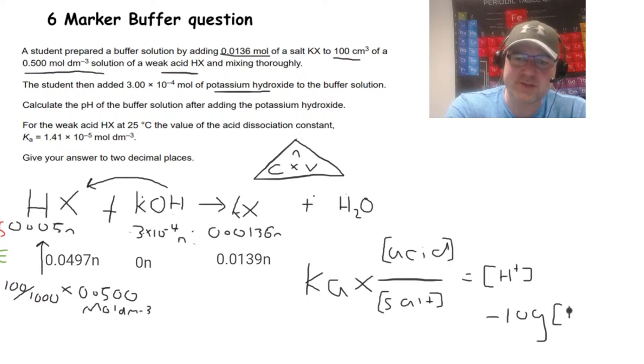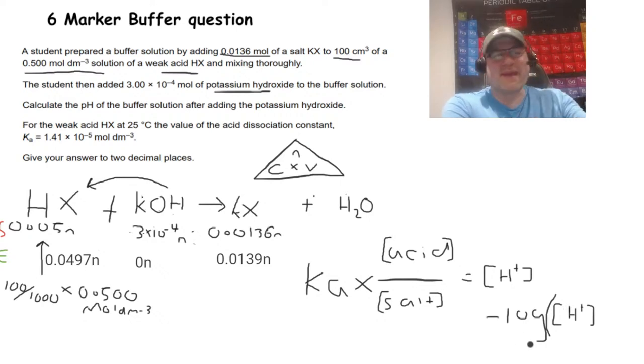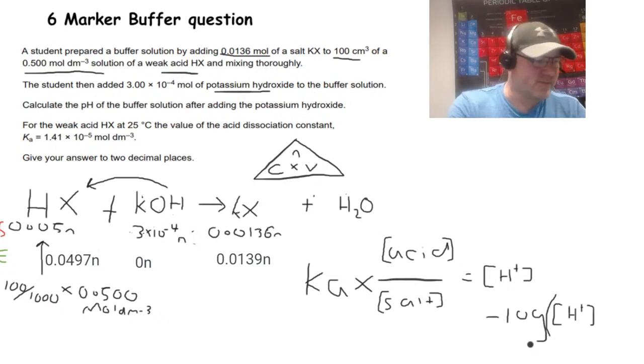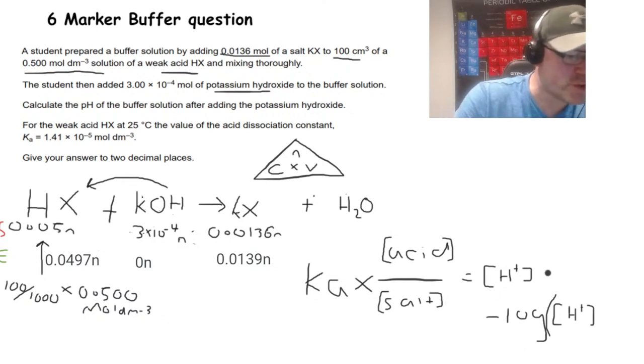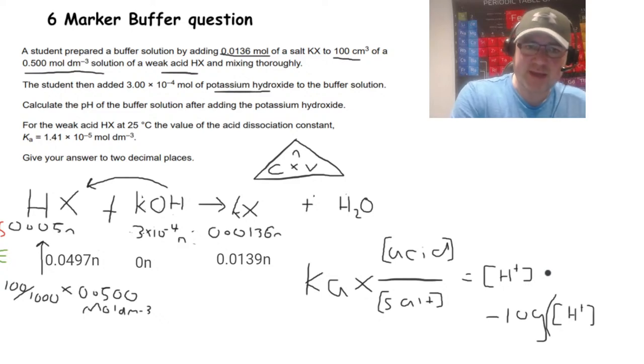the hydrogen ion concentration. Again, you can write minus log base 10. So see if you can work that out. Let's have a go. We've got 0.0139 divided by 0.0497, and that gives me 0.28, or 0.279. I'm then going to multiply that by the Ka, which is 1.41 times 10 to the minus 5. So you hit the times 10 button on your calculator and then type in minus 5.